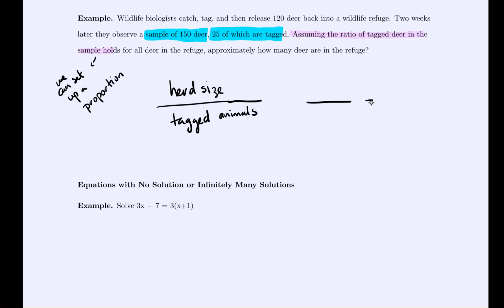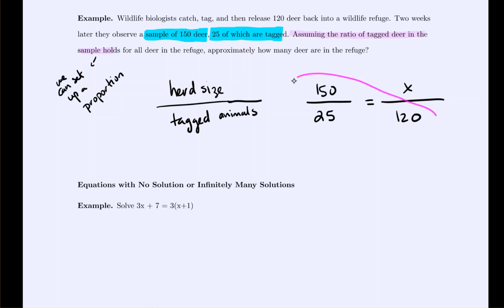So we have two fractions to set up. We know everything in this sample. We know that the herd size that we saw there was 150, and out of those 25 were tagged. Now we don't know the herd size of the entire refuge. That's what we're trying to find, so that's going to be our X. But we do know that there are 120 tagged animals in the entire herd.